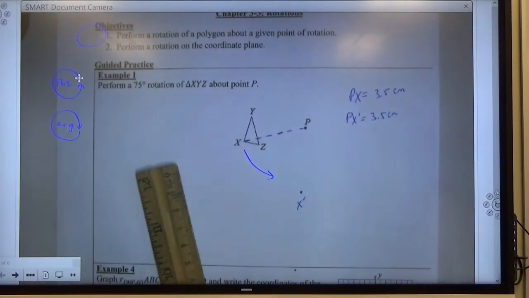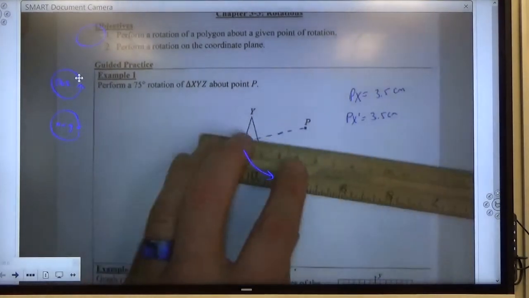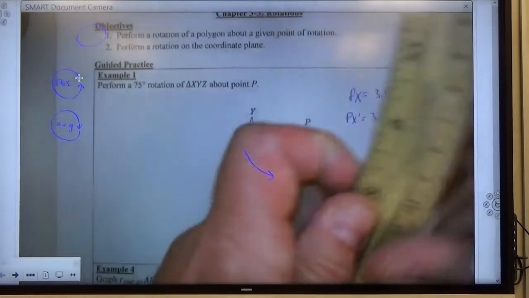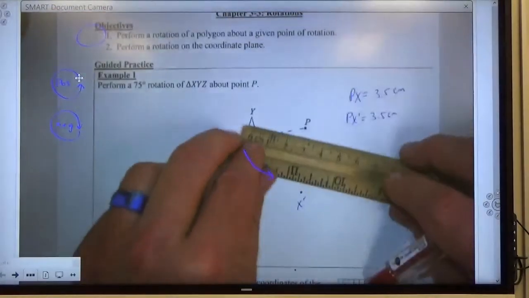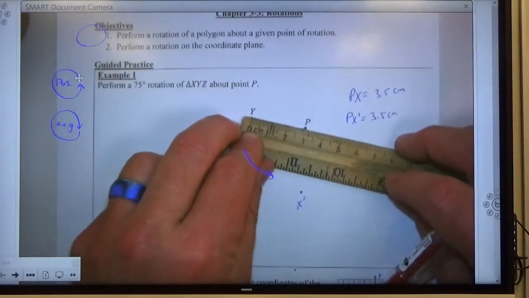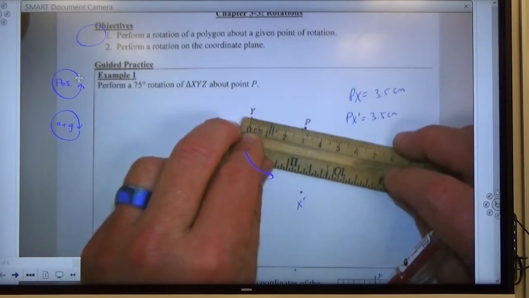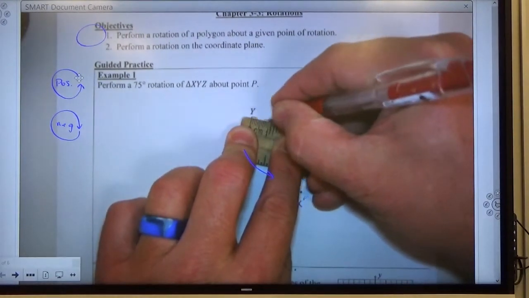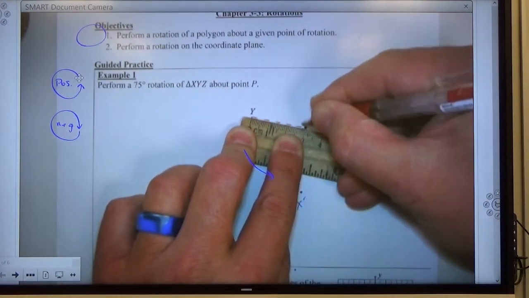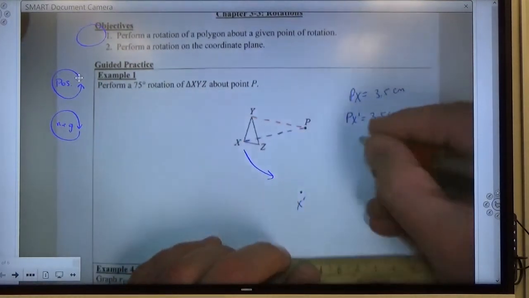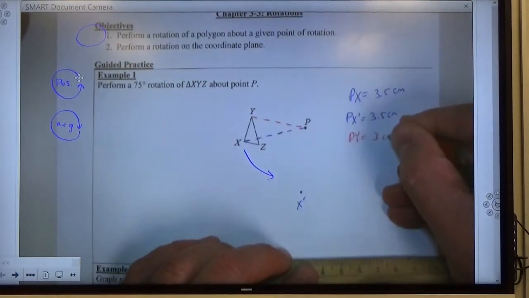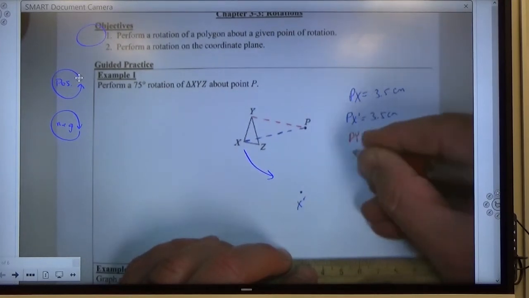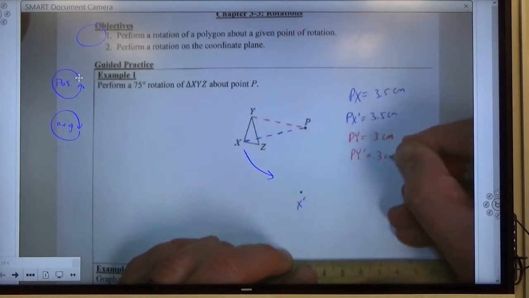We have exactly 3 points in this to do, so we're going to do the same thing with all 3 points. So my second point, I'll do this in a different color, we'll go red. I'm going to repeat the process here. So I want to measure how far it is from P to Y. My ruler looks like 3 centimeters. And I want to draw a straight dotted line from Y to P, like so. So I know that PY is equal to 3 centimeters, which means that PY prime also has to be 3 centimeters.